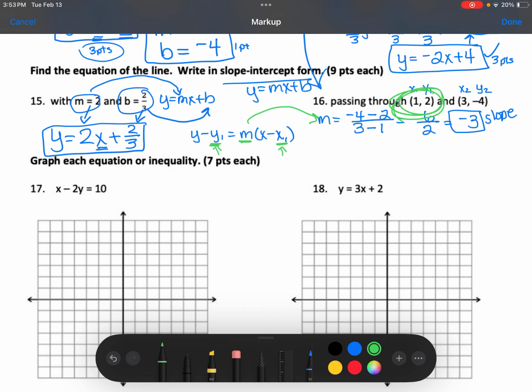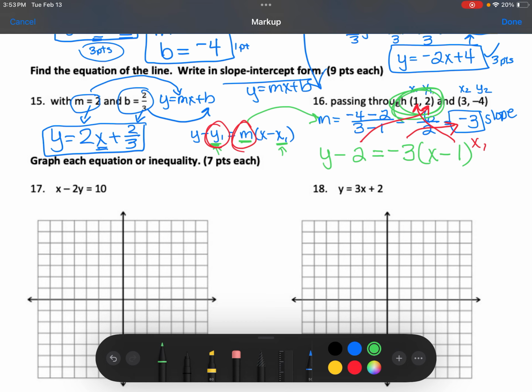Okay, so here's my problem. Y minus 2 equals negative 3 times x minus 1. So where did I get all these numbers? Okay, I'm going to show you. This 2 came from here because that's y1. See, it says y1. The negative 3 came from here because that's my slope. And then this 1 came from here. That's my x1. Okay, we did a whole bunch of these, so this should not be anything new.